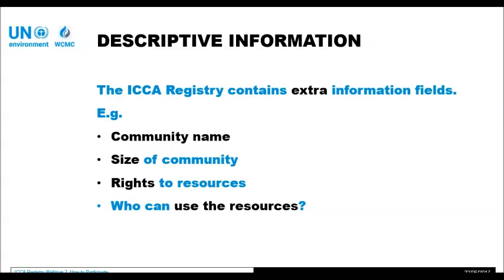As I mentioned earlier, the ICCA Registry contains additional information fields. This is to enable it to store more in-depth information on the biodiversity, cultural, and other values of ICCAs. Examples include the name of the community, the size of the community, whether the community has legal or other rights to the natural resources in the ICCA, and which community members are entitled to use those resources.